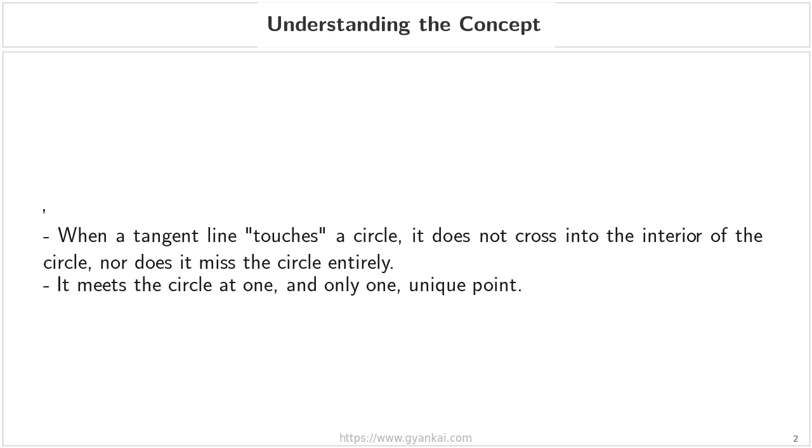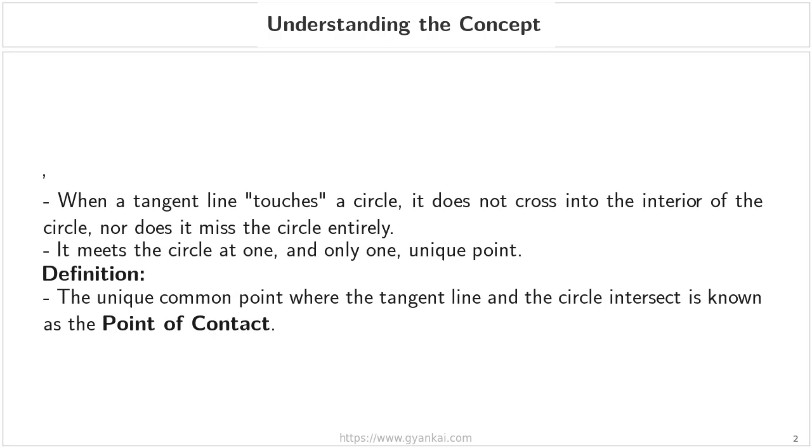Understanding the concept. Now that we've established what a tangent is from our previous slide, let's dive deeper into the concept of how this line actually interacts with the circle. Think about it this way. When we say a tangent line touches a circle, we mean it's in a very specific position. It doesn't cut through the inside of the circle, and it certainly doesn't miss the circle entirely by floating away from it. Instead, it meets the circle at one and only one unique point.